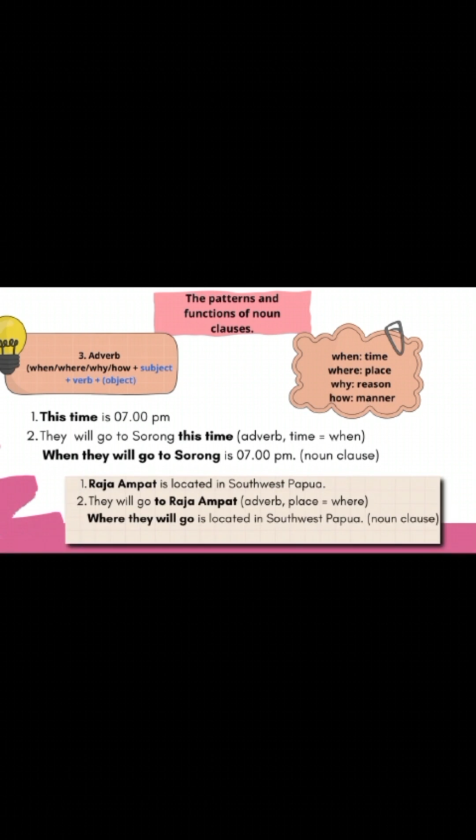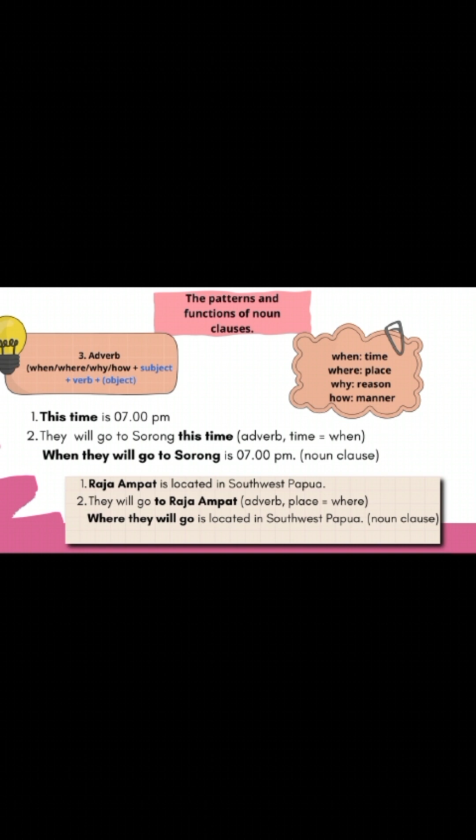The third, noun clause as an adverb. Use when or where or why or how plus subject plus verb plus object. When shows time, where shows place, why shows reason, how shows manner. Let's see the example. The first, this time is 7 p.m. The second, they will go to Sorong this time. This shows adverb. So it will be, when they will go to Sorong is 7 p.m. When they will go to Sorong is a noun clause.